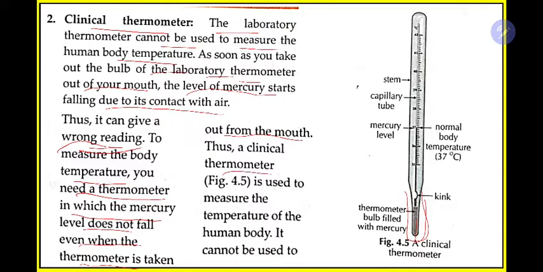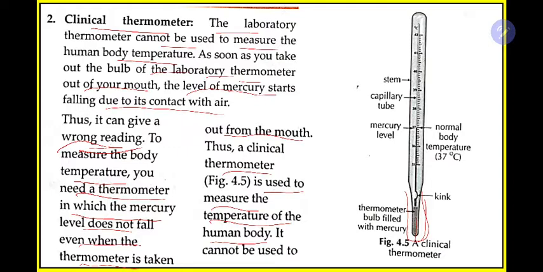Thus, a clinical thermometer is used to measure the temperature of the human body. So to measure the temperature of the human body, we need a clinical thermometer. So if the question comes, why do we need a clinical thermometer? Your answer should be: the normal laboratory thermometer, if we take it out from our mouth, what will happen? It will react with the outside air and the mercury will show some subsequent changes and the reading will give a false reading. So we need a thermometer in which the mercury will not react with the outside air if we take it out from our mouth.